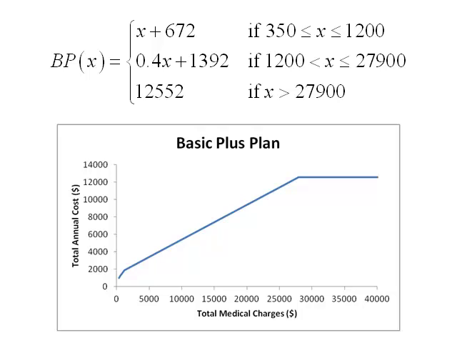The piecewise linear function corresponding to these segments reveals an interesting fact. The slope of each segment is the percentage of charges the insured party pays. Before the deductible is met, 100%, a slope of 1, of the charges is paid. After the deductible is met, but before the out-of-pocket max is reached, the insured party pays 40%, a slope of 0.4, of the charges. Once the out-of-pocket max is exceeded, the insured party pays 0%, a slope of 0, of the medical charges.